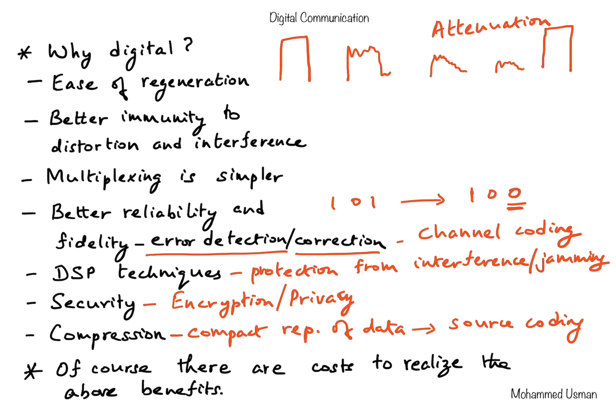Now, these are some of the benefits of digital. Of course, there are many more benefits of going in the digital domain, but I've listed here some of the basic and important ones. And to achieve these benefits, of course, there are associated costs. Of course, engineering is always a trade-off. You don't get anything for free. So to achieve these benefits, you will always have some costs associated with that. So what are the costs associated in realizing the above mentioned benefits of a digital communication system? So let's look at that.